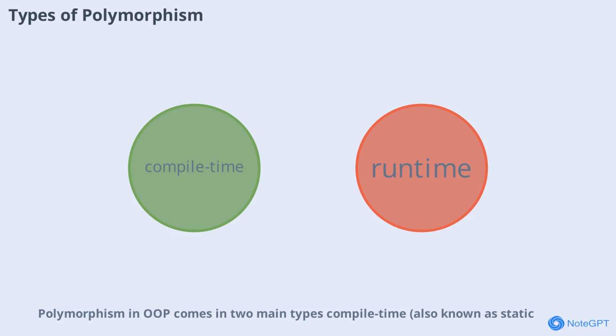Polymorphism in OOP comes in two main types: compile-time, also known as static polymorphism, and runtime, or dynamic polymorphism. Each type has its own use cases and implementation techniques. Understanding the difference between them is key to mastering polymorphism and applying it effectively in your projects. Let's break down each type and see how they work in practice.